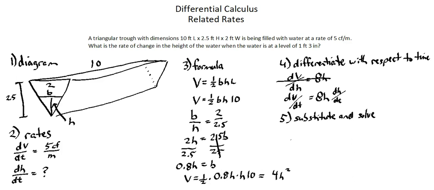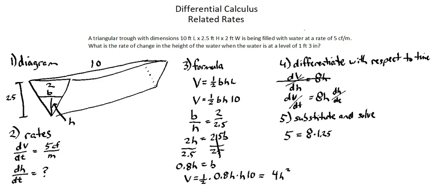What I have in step 4 is 3 variables. The differential of volume with respect to time, height, and the differential of height with respect to time. And I know 2 of those values. The differential or change in volume with respect to time is 5. That was a given in the original problem. Equals 8 times height. The current height is 1.25. That's where the water is right now.